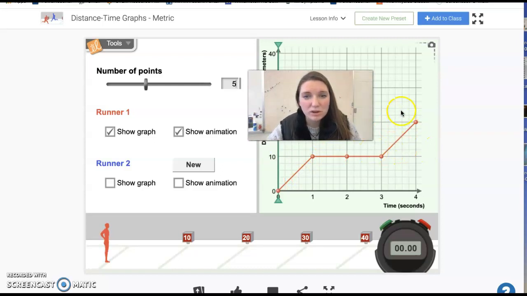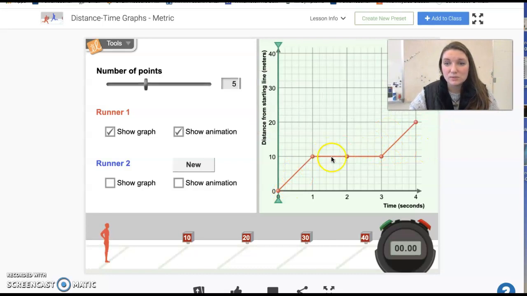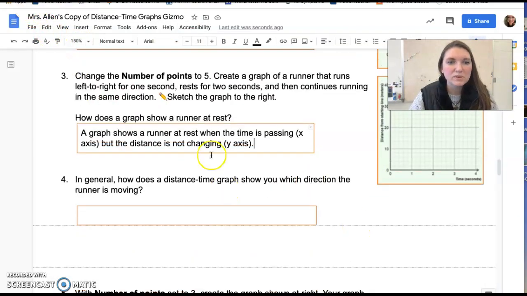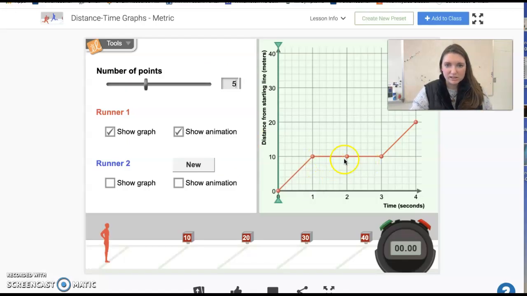I could have made the slope whatever I wanted on these moving parts, but the important part is that when he's resting, there's no movement. He's not going anywhere. So the time is passing, but the distance is not changing. The graph shows a runner at rest when the time is passing on the x-axis, but the y-axis is not changing.